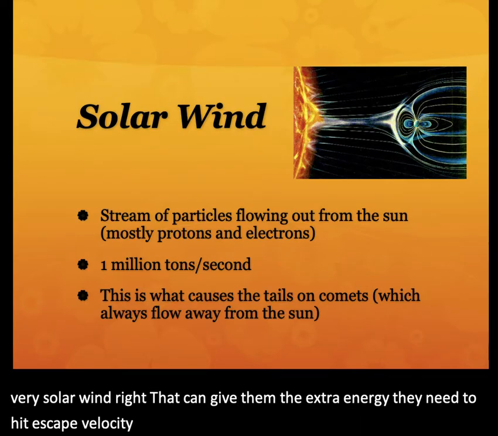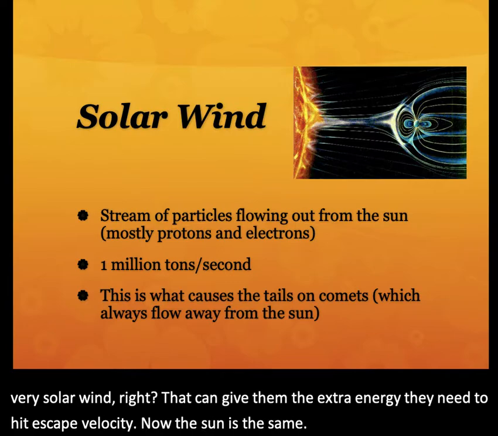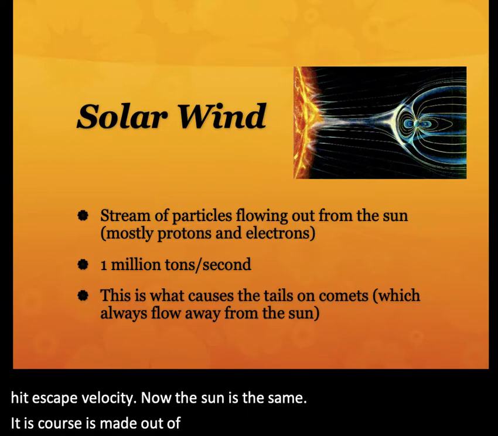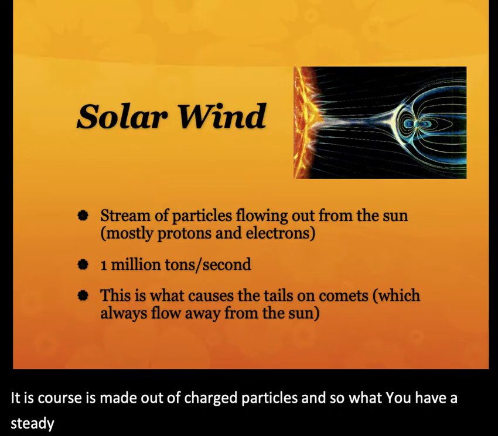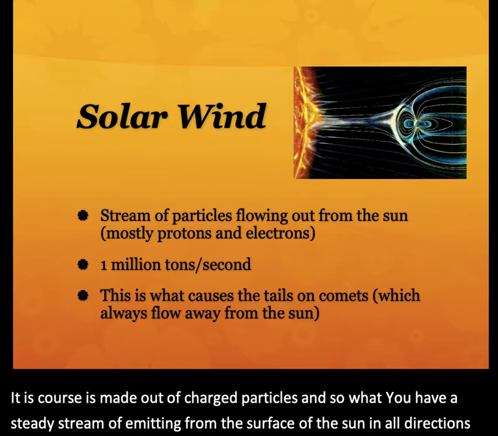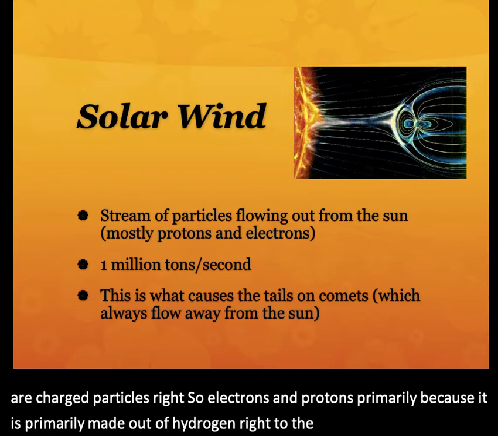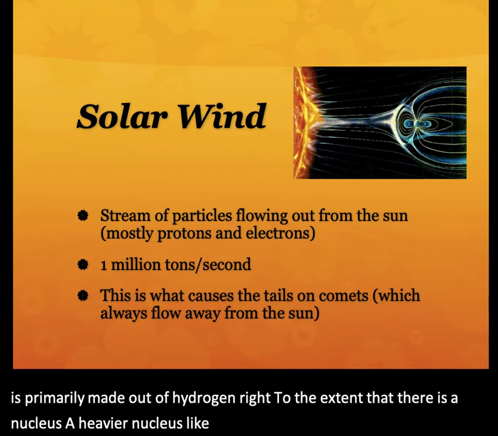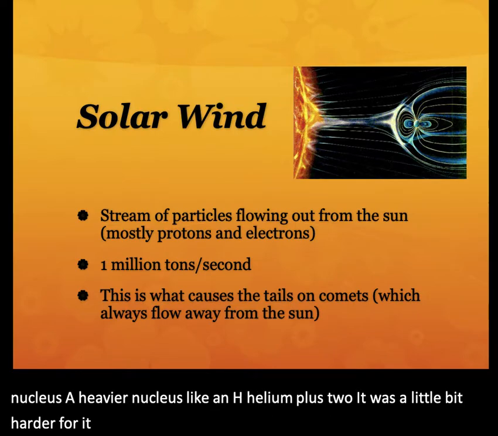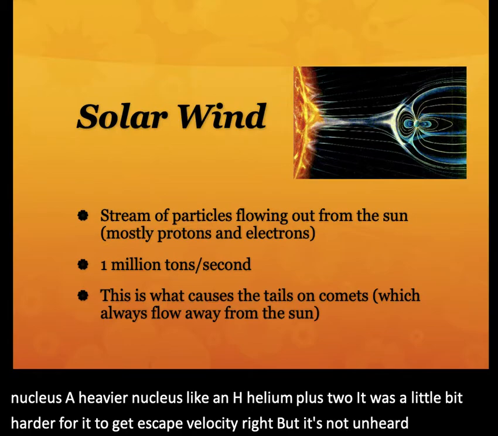Now, the sun is the same. It, of course, is made out of charged particles, and so what you have is a steady stream of charged particles emitting from the surface of the sun in all directions. So electrons and protons primarily, because it is primarily made out of hydrogen, right? To the extent that there is a heavier nucleus, like helium-2-plus, it's a little bit harder for it to get escape velocity, right? But it's not unheard of, and it certainly can happen when there's a dramatic event.